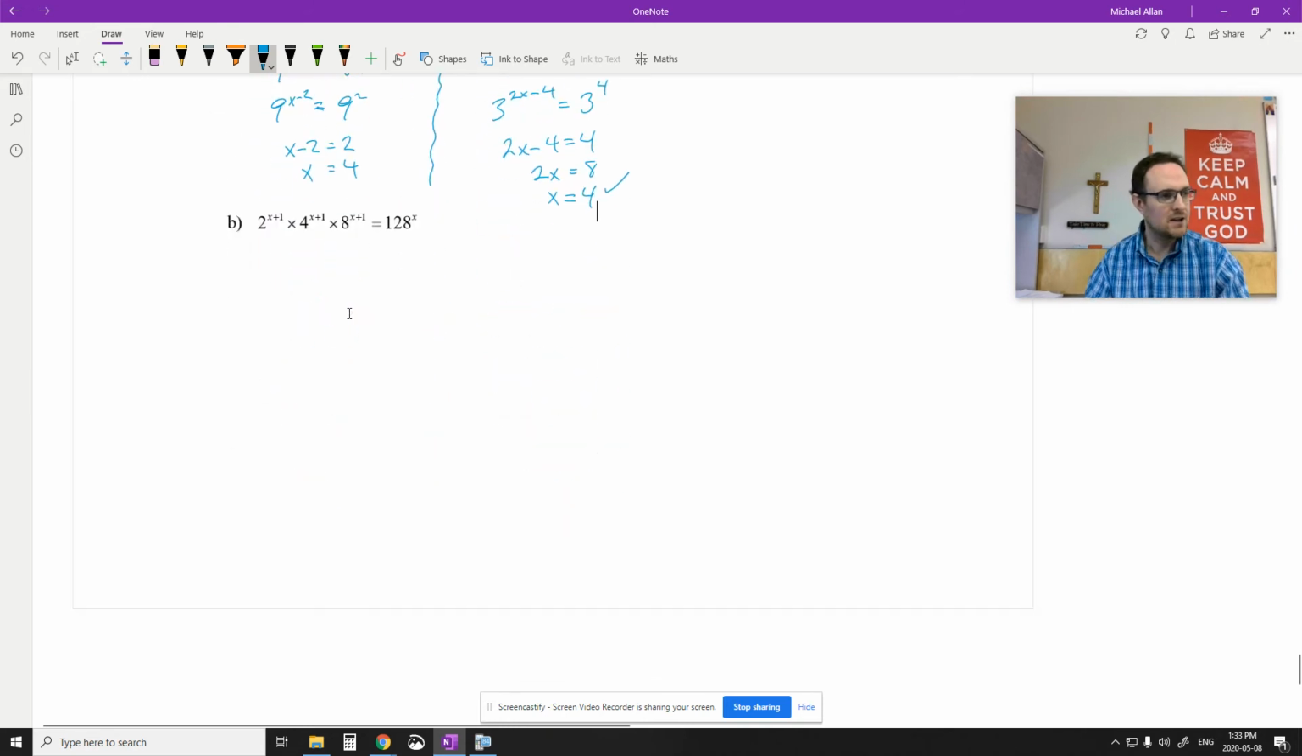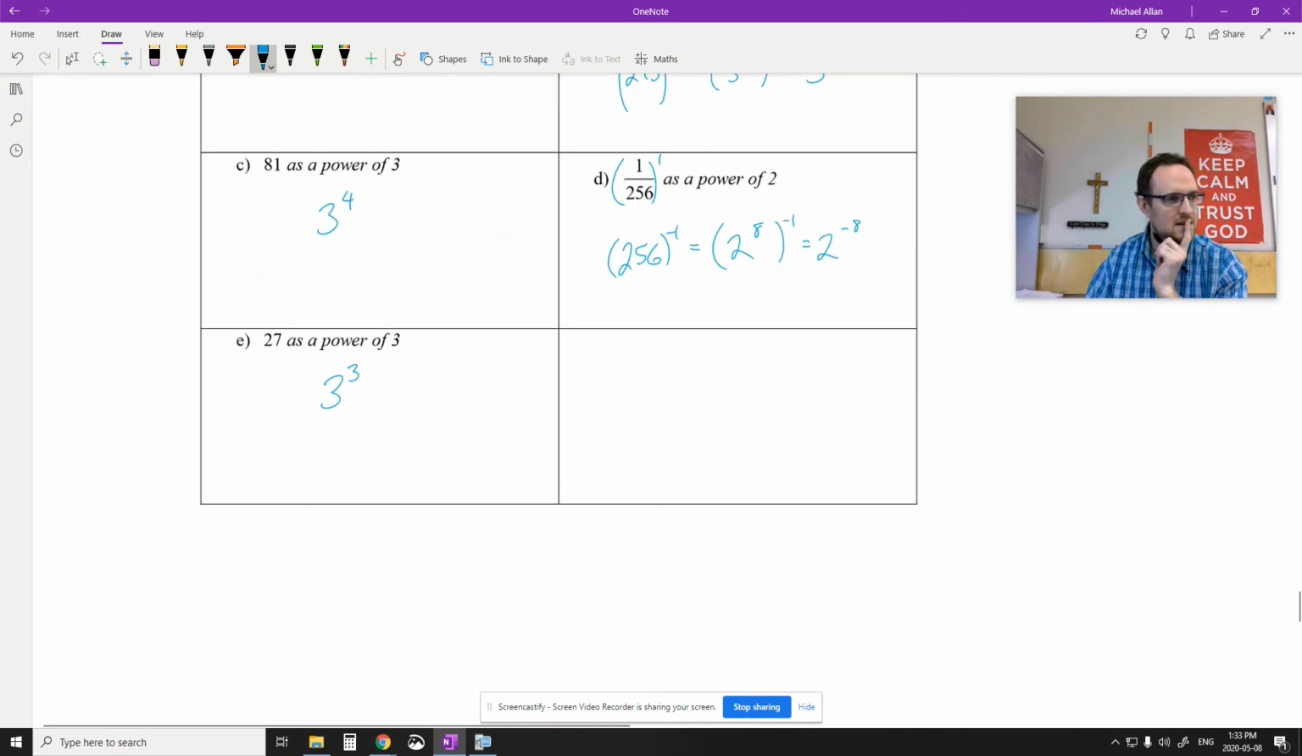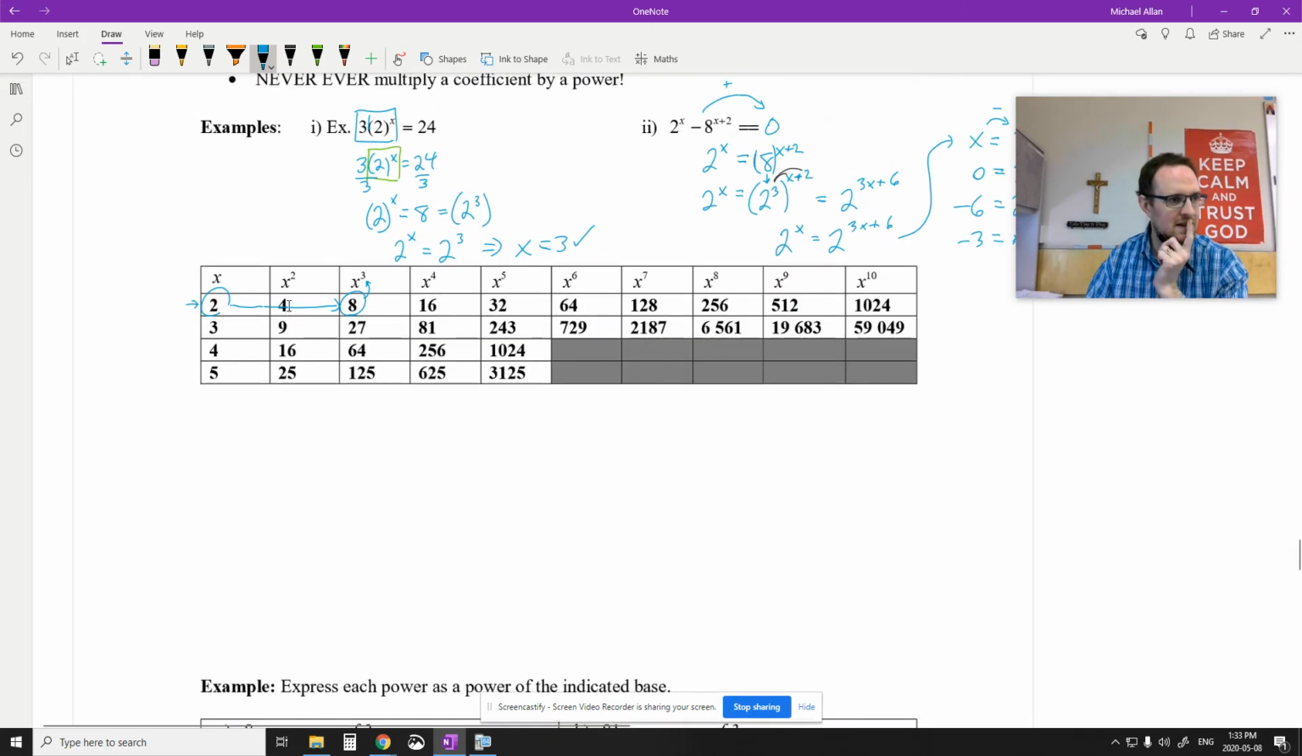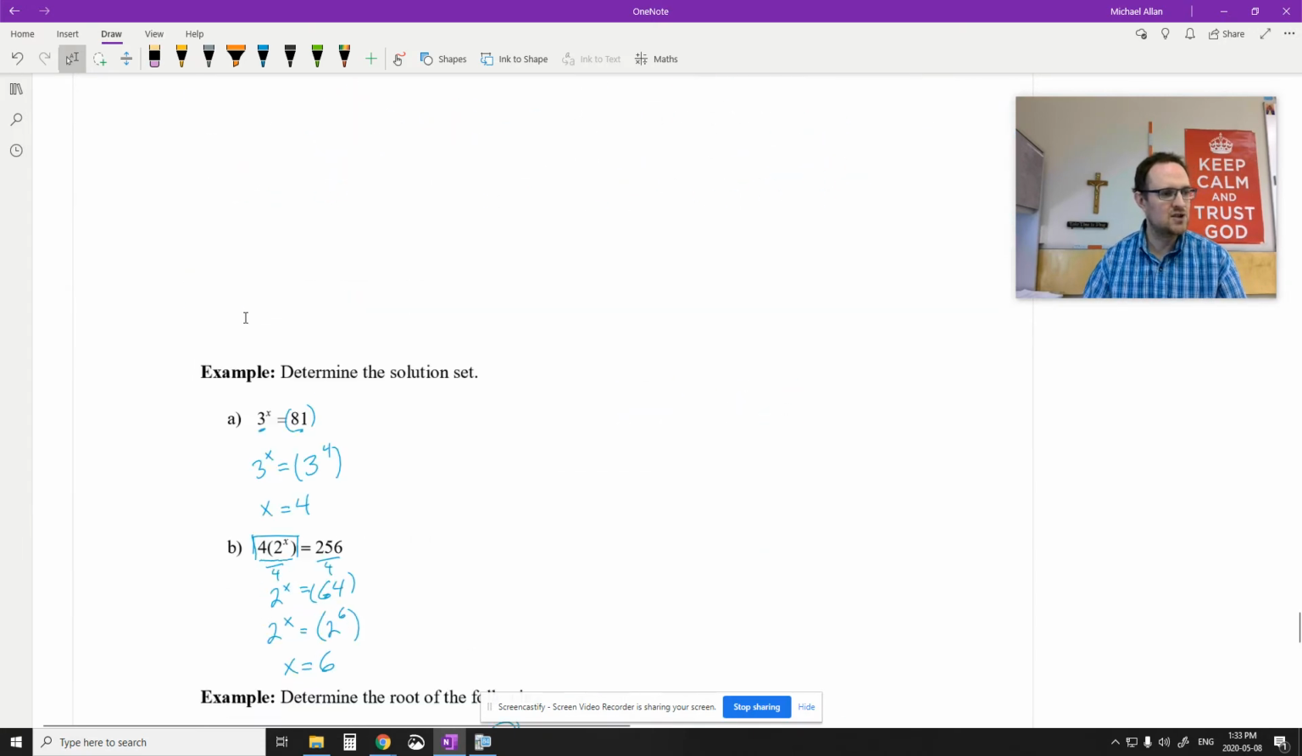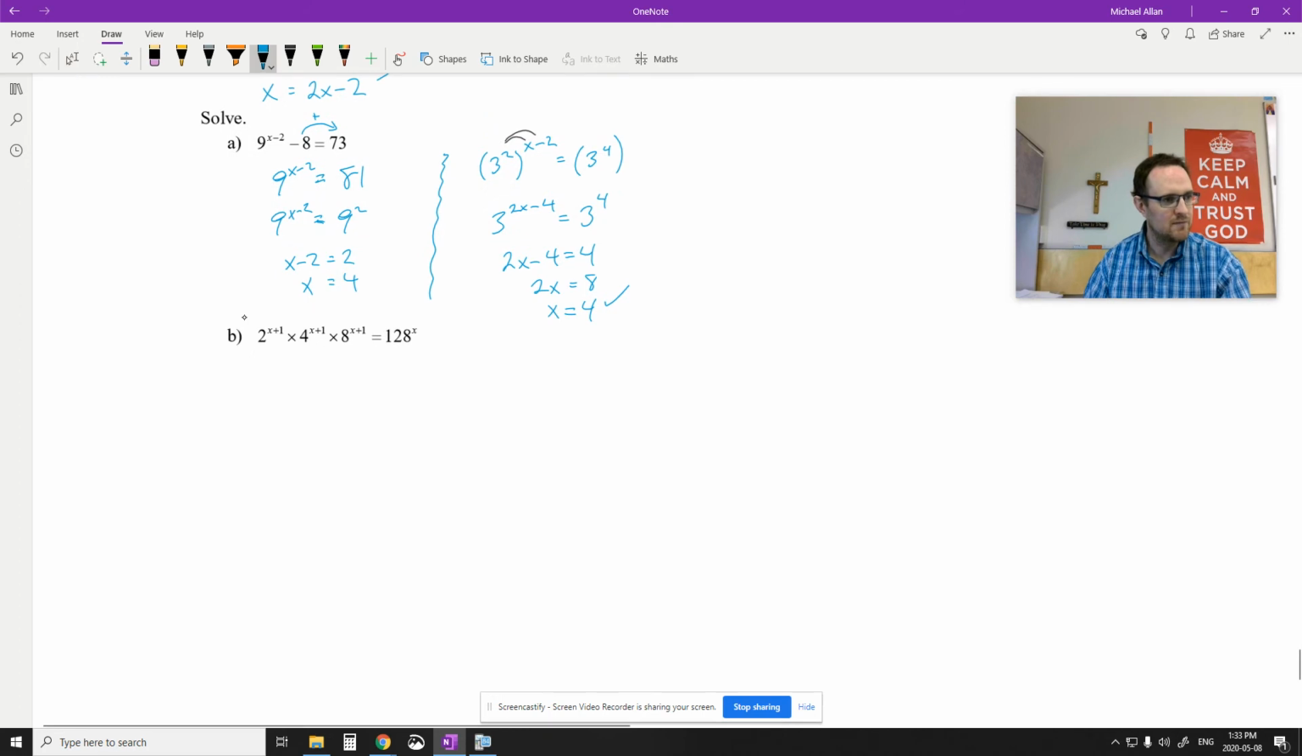Okay. Now this one here, this is a bit trickier to do. None of these are the same base, but it's very similar steps to what I was just talking about before. 2, 4, 8 and 128 are all in the same line here. 128 way over here at power 7. They're all in the same line. So they can all be changed to base 2. So that's what I'm going to do. I'm going to change them all to base 2.